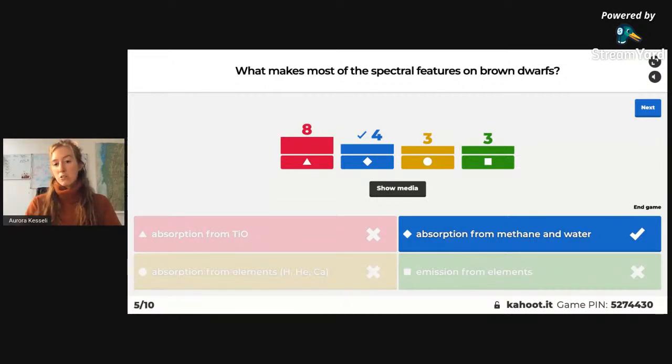I did briefly show the plot of the brown dwarfs, and most of them had methane, which is CH4, and water, H2O absorption. And the titanium oxide answer is a bit tricky because titanium oxide is the main feature in M dwarfs. But by the time we get to cooler brown dwarfs, actually we don't see any titanium oxide anymore. Nice job for the molecules bit, though.